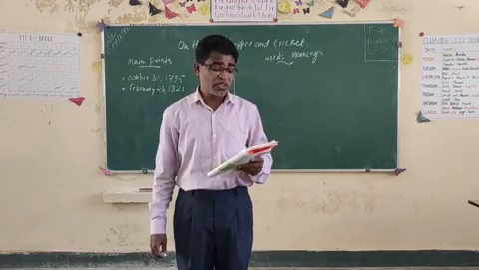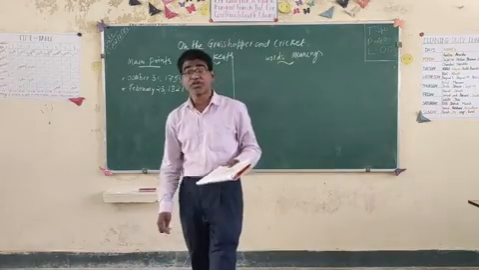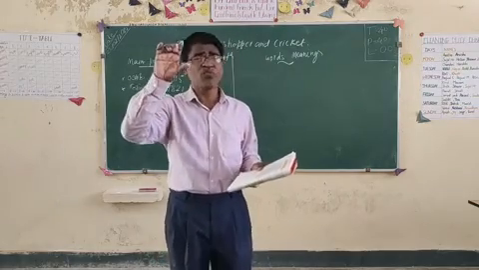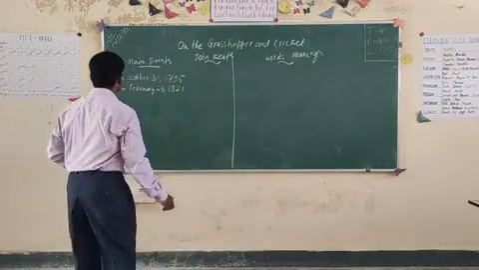Okay. When all the birds are faint with the hot sun. Just now I showed you the picture. The birds were there. And what happened to these birds? They are all faint. Faint means what? What do you understand by faint?